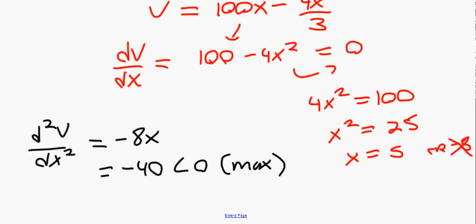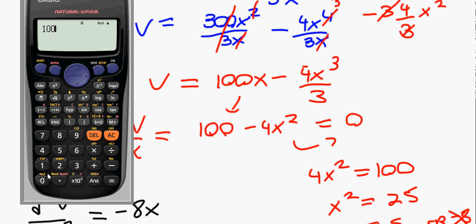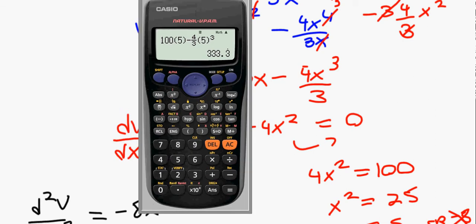Okay, so now we've got to find out the volume. Well, the volume equals 100x minus 4 over 3 x squared. So all I need to do is replace in the number 5 into this formula. So it's going to be 100 multiplied by 5, which is 500, minus 4 over 3, 5 cubed, and what we're going to get here is 1000 over 3, or 333.3.